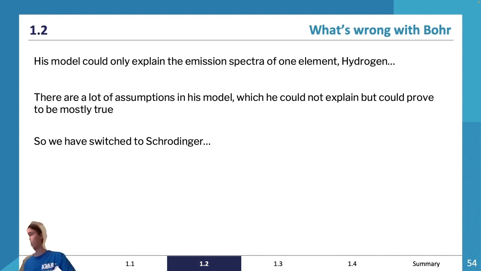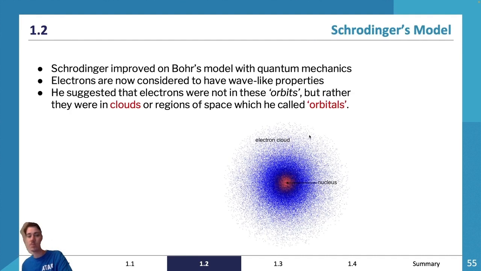So we switched to Schrodinger's model. Schrodinger's was the next model to come along. Schrodinger essentially took Bohr's model and improved it with quantum mechanics. So he went to the next level. Electrons are now considered to have a wave-like property. This is a very technical part of chemistry that you don't need to know in super duper detail.